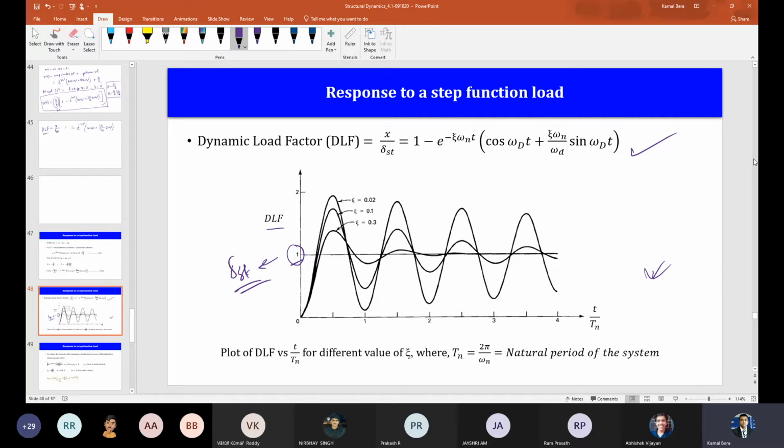Now if you put damping equal to 0, then you can find out what is the response. You can just put zeta equal to 0, then this should be 1, it should be omega n, and this part will be 0, so it will be 1 minus cosine omega n t. So that will be the dynamic load factor. Now, in order to find out the time at which the maximum dynamic load factor is occurring, how to do that? You have to differentiate it and set it to 0. So just differentiate this, set it to 0 and find out what the time is.